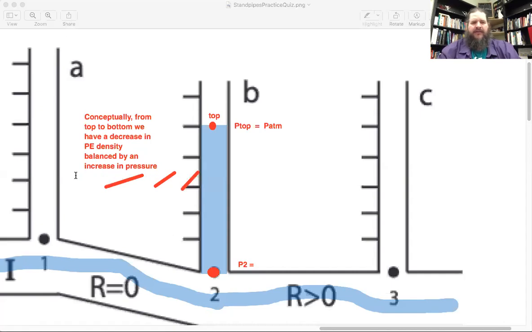So the entire Bernoulli equation just becomes delta pressure plus rho g delta y equals 0. And this is where we see the idea that from top to bottom, we're losing height and therefore gaining pressure. We can even solve for the difference in pressure. Let's treat this as bottom minus top: P2 minus P top, plus density times gravity times height at the bottom minus height at the top.